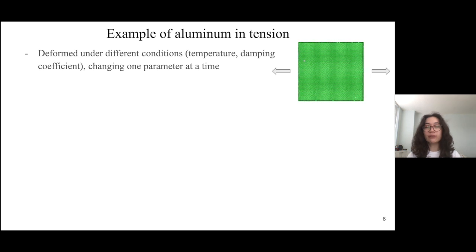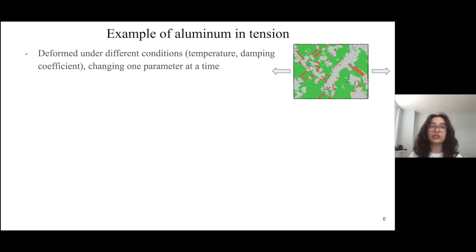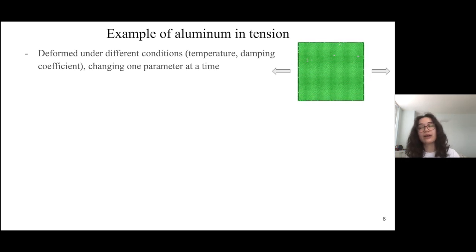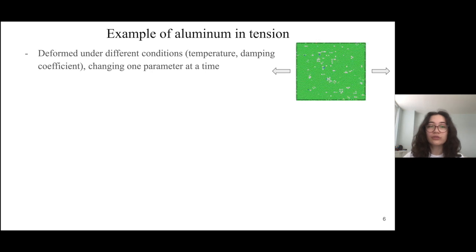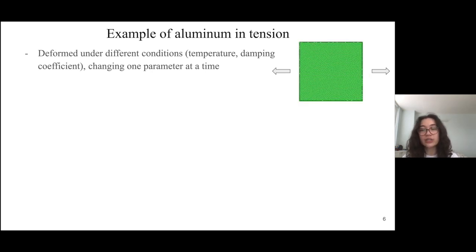The animation here shows aluminum experiencing tension in the horizontal, or X, direction, and this animation is possible due to having data of the atoms' positions over time. The colors represent different crystal structures. Colors that aren't green represent dislocations that are forming.